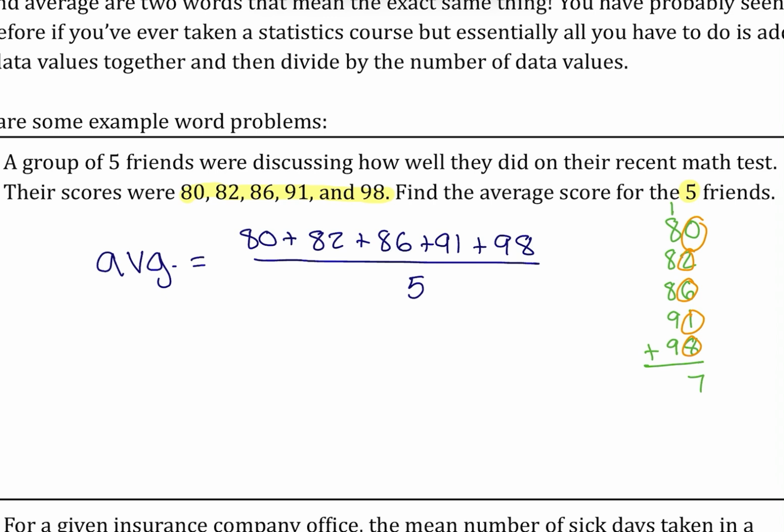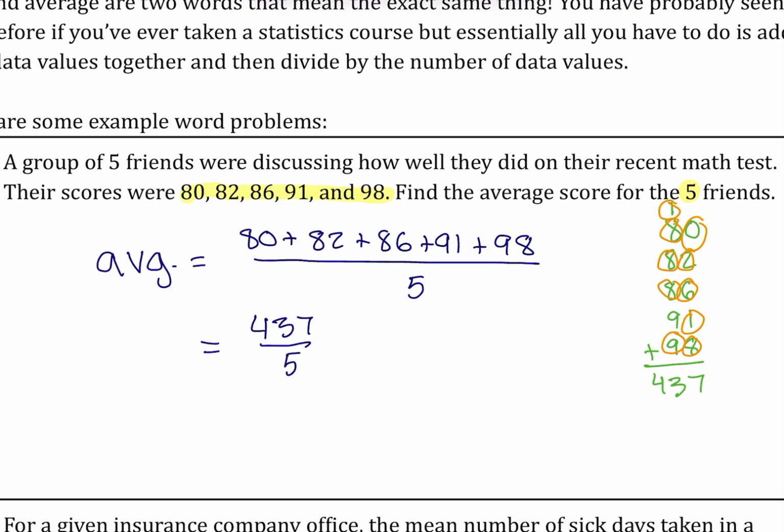Then adding these numbers here, again looking for a pair that adds to 10, we have the 9 and the 1 gives us 10. If we add 3 8s together, 3 times 8 is 24. So we have 24 plus 10 is 34. And then if we add 9 to that, that becomes 43. So we have 437, and that is divided by 5.